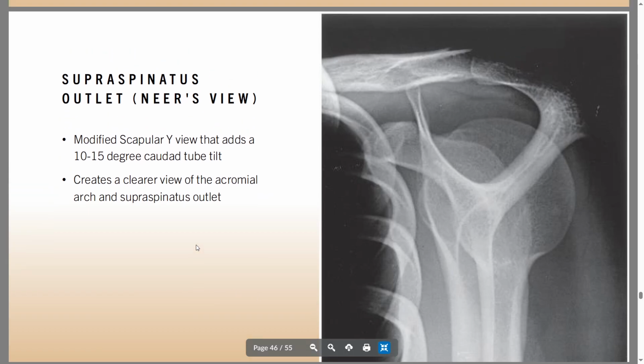And remember, for supraspinatus outlet or Neer's view, it's a modified scapular Y, so position the patient exactly the same. But this time we're doing a 10 to 15 degree caudad tube tilt. So instead of pointing upwards, we're pointing down toward the floor. And it gives us a really nice view of the supraspinatus outlet, where the supraspinatus muscle would be sitting. So if we were looking at the posterior scapula, this is where that supraspinous fossa would be. This is the spine of the scapula. And we're seeing it kind of in profile as it comes around to form the acromion. So that rotator cuff muscle would be sitting here.